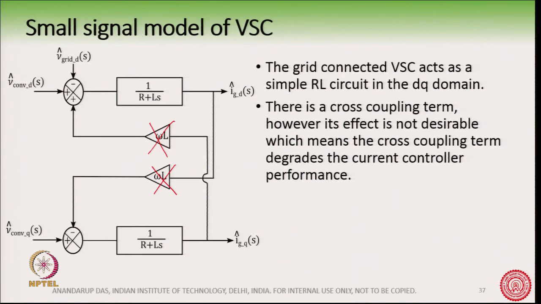Okay. If we can do that, then this grid connected VSC is acting like a simple RL circuit here, because this is the transfer function of an RL circuit. Okay. So, you give certain voltage here and you get certain current with a first order lag, it is like a first order system. Okay. So, the whole VSC, if we can nullify the effect of these two, then the whole VSC becomes kind of like a first order system.